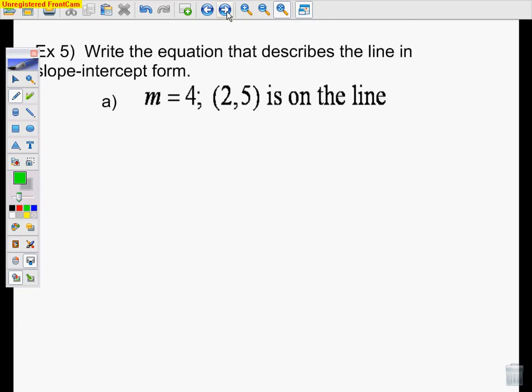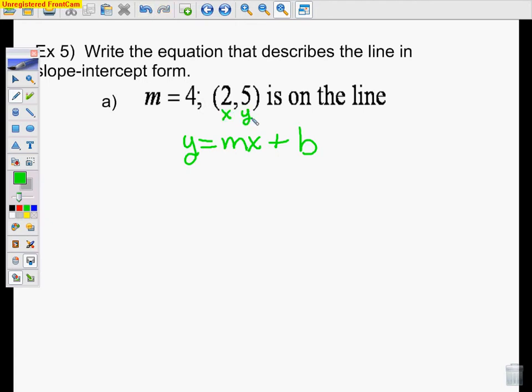So here, we know that our slope-intercept form is y equals mx plus b, right? Well, this is the thing about this problem. Do we know what the slope is? Yes. It's 4. Do we know what the b is? No, we don't. This point doesn't give us the b. That's just a point on the line. This is some random x and y.